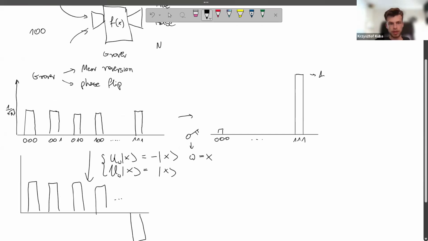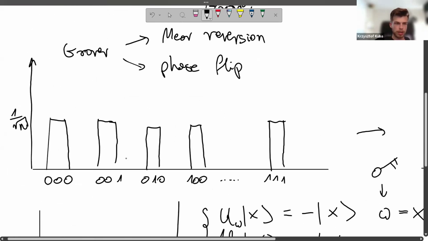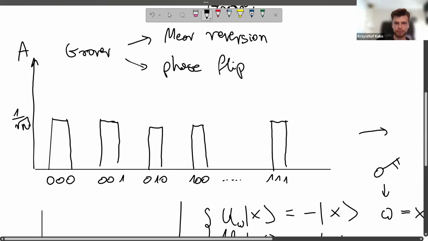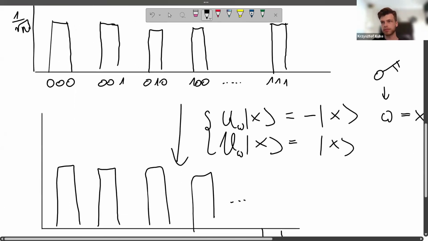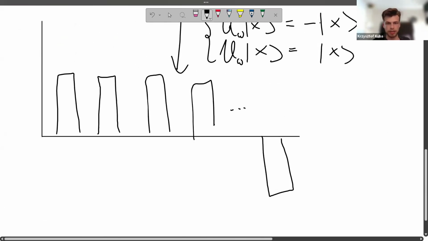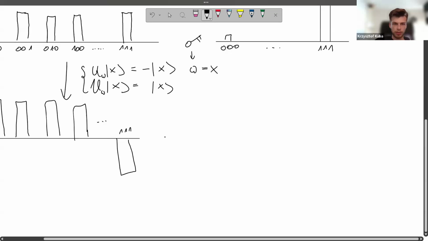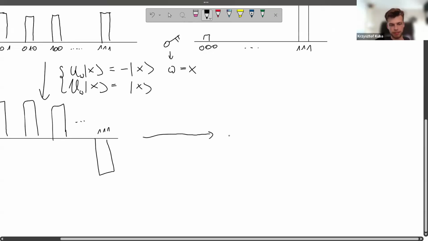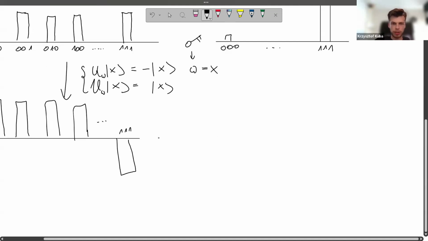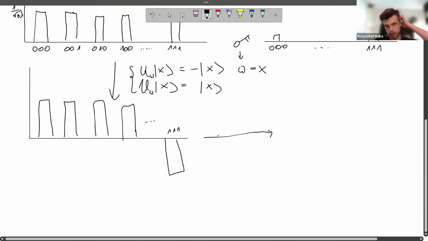Sorry for that. This should rather be an amplitude of our mean quantum state. And by doing so, we have different amplitude states. And now we have a different step, which is the mean reversion about the mean. So what does it do?